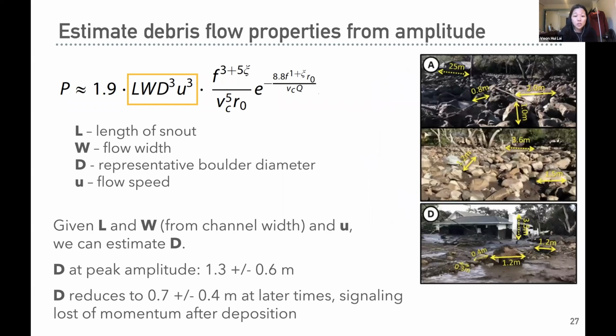So from the creek channel we've observed in the field, we can get estimates of the length and width. And using the flow speed measured earlier, we can estimate the boulder size, where D at peak amplitude is about 1.3 meters. And at later times, when it reaches downstream, it reduces in size, which is compatible with the loss of momentum, where the bigger boulders are deposited earlier in the sequence. And these estimates are comparable with what is observed in the field, shown in the picture here.